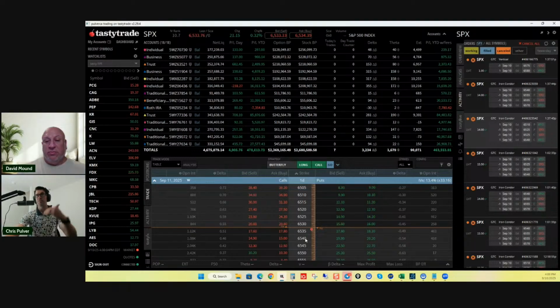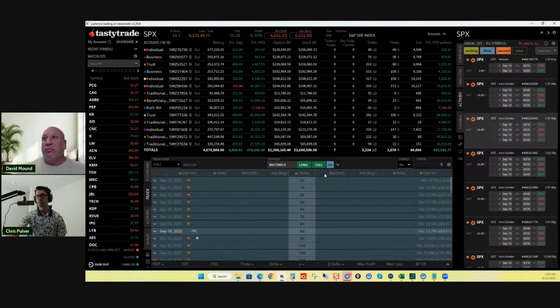Based on CPI, we could have a gap higher, gap lower. I don't know. It doesn't really matter to me. But this is what the market makers are anticipating for tomorrow's day-to-day price action. Okay. So you can find this on your broker platform.